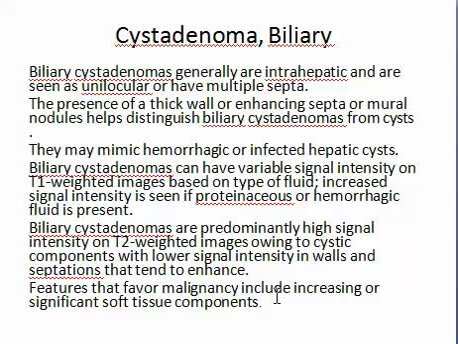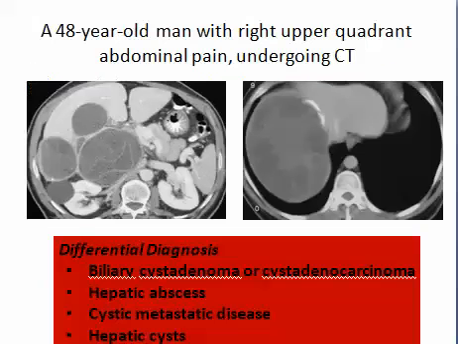The features favoring malignancy are increasing or significant soft tissue components within the walls of the cyst, such as mural nodules or thickening of the wall, or thick septa, and these will of course enhance after contrast. And with the focal bulge, this differentiates biliary cystadenoma from hydatid disease. So what is this?